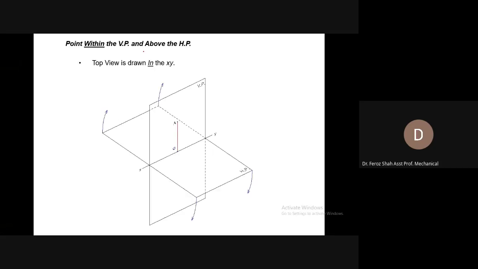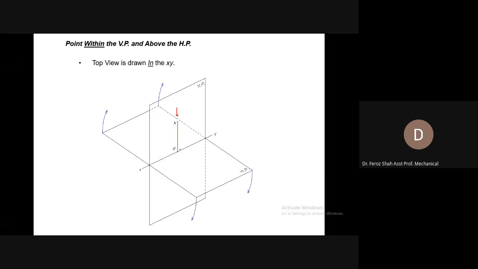Now, point within the vertical plane and above the horizontal. So we have seen the cases of the top view with respect to the vertical plane, in front of the vertical plane and behind the vertical plane. Now is the case for a point to be within the vertical plane. So you can see that now the point A is within the vertical plane and above the horizontal plane. So for its top view, looking at it from above or from below, its top view will be formed on the horizontal plane, but this time at this position, which is the common XY reference line.